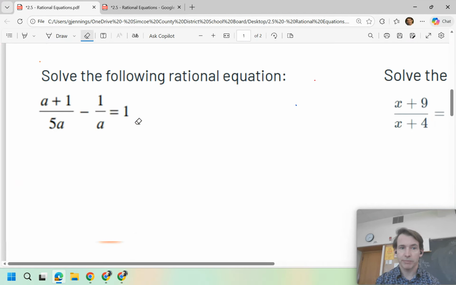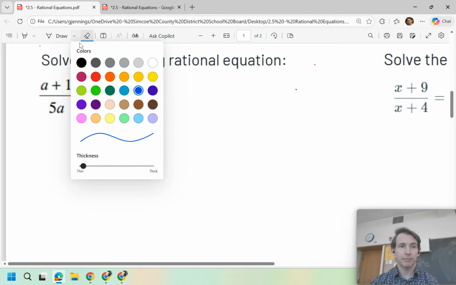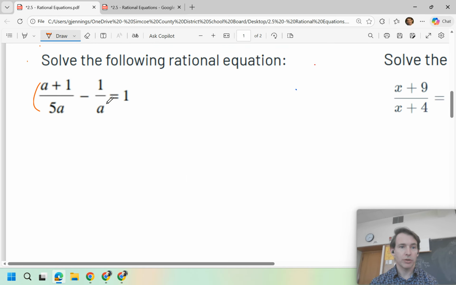But you might want to know, what if I want to save a lot of time and energy? What would I do then? I would say, do it this way: just multiply both sides by 5a straight away. You're going to get rid of your denominator in your first line.